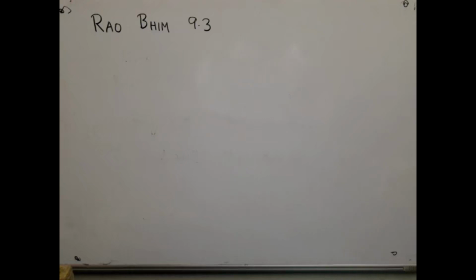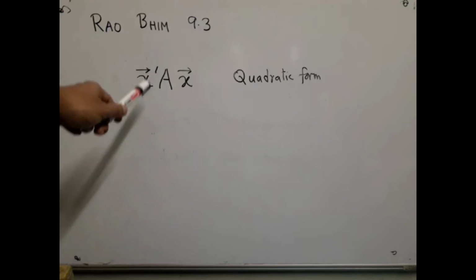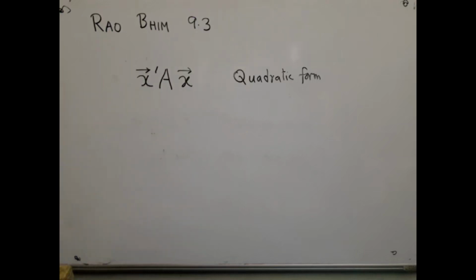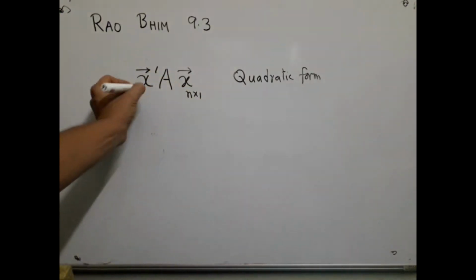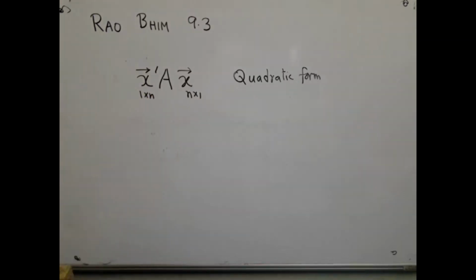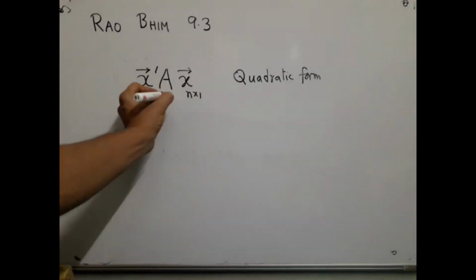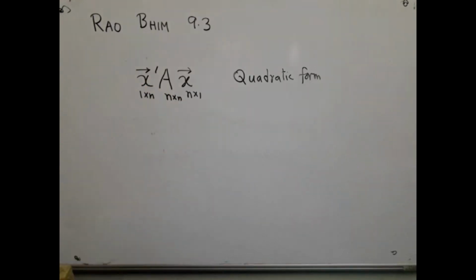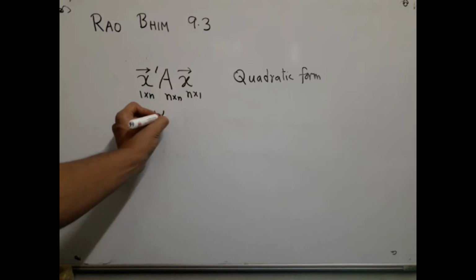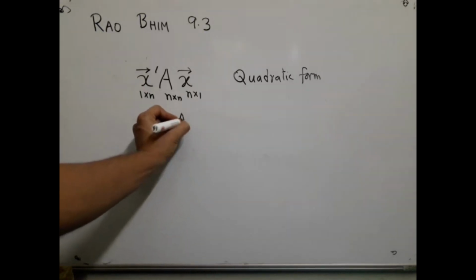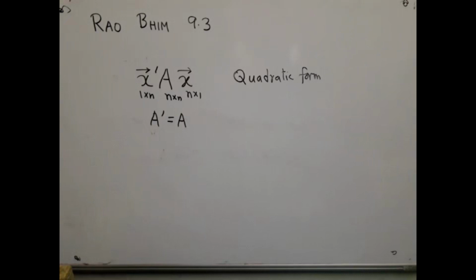Rao Bhim 9.3. We have already seen what a quadratic form is. A quadratic form consists of x, the variable, which is in our case an n-dimensional variable, so it is n cross 1. So this is its transpose, 1 cross n, and A is a matrix which is n by n. Without loss of generality, we can assume that A is symmetric. We are always working with real quantities here. Our underlying field is R.